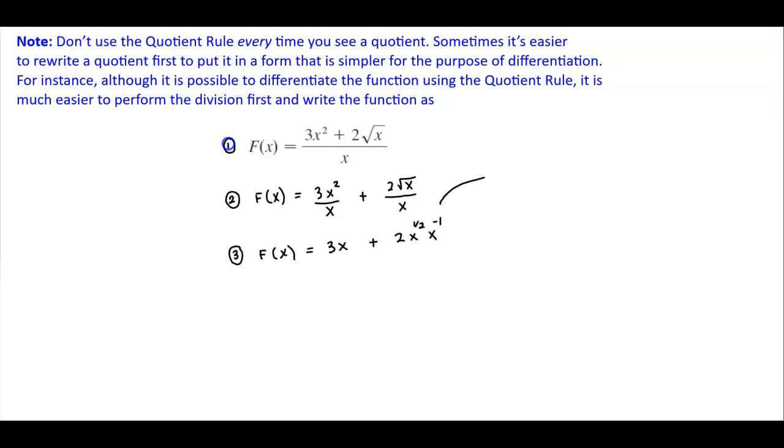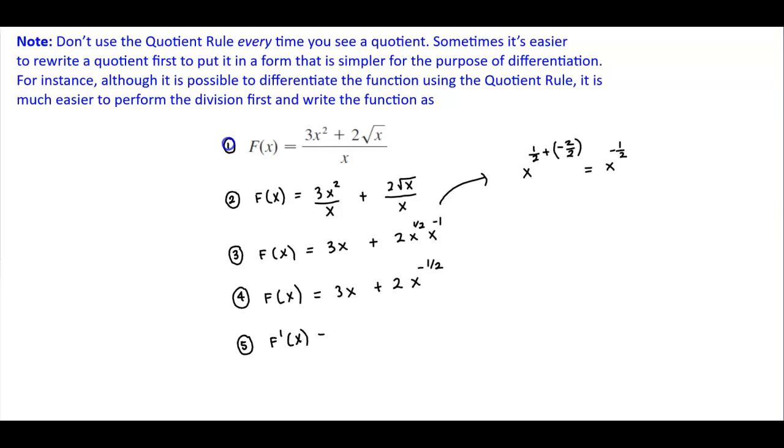Okay, now keep in mind here, since we have the same base, that means we have to add our exponents. So we're going to have to add 1 over 2 plus negative 1, which would be negative 1 over 2. And so therefore, that would give us x to the negative 1/2. So now we would have f of x, which is equal to 3x plus 2 times x to the negative 1/2.